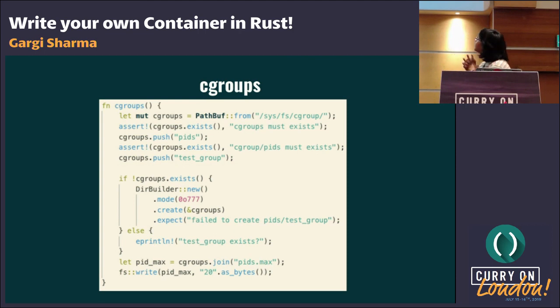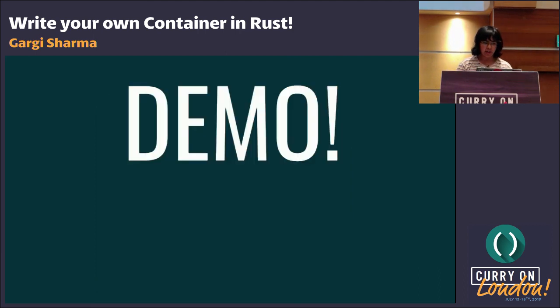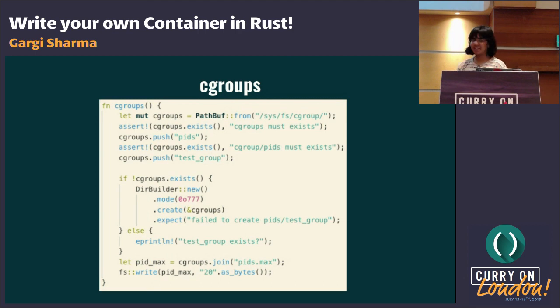And then creating a cgroup is just writing to the sysfs cgroup directory. So in the last two lines that are of interest, you can say that pids.max should just be written 20, and you shouldn't be able to have more than 20 PIDs. And that's all you need to write a container.